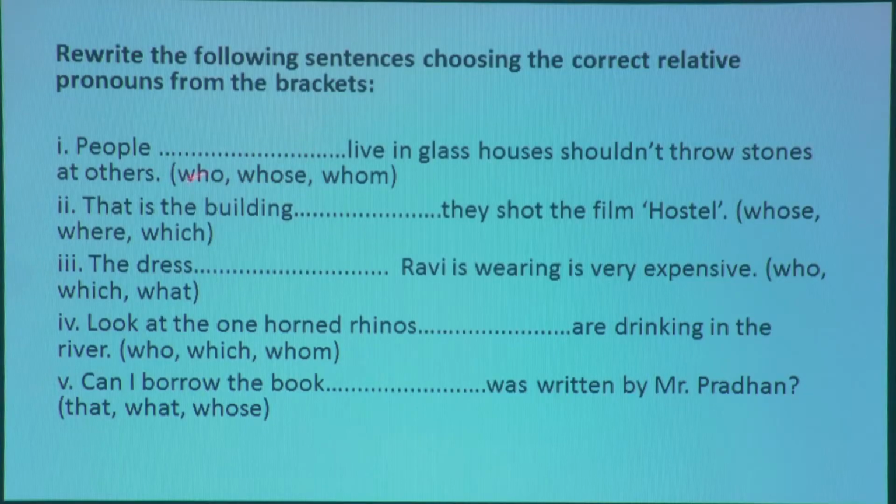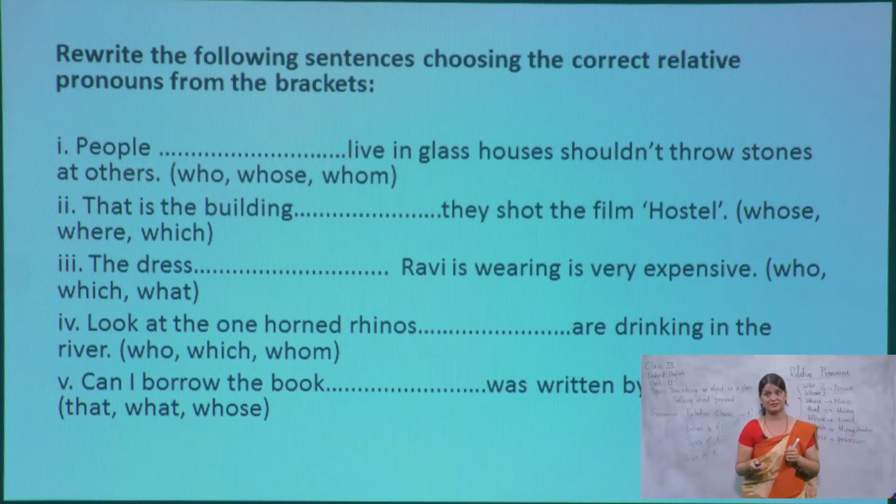So the options are given to make you a little bit confused as well. The answer you can find: if there is people or person, then we can use these three. But you should look at the complete sentence and choose the best one. So have a look here. People live in glass houses, shouldn't throw stones at others. When we throw stones at others, of course others will also throw stones at us. So it's better not to throw, those who live in glass houses. So what will be the correct sentence here? People who live in glass houses shouldn't throw stones at others.